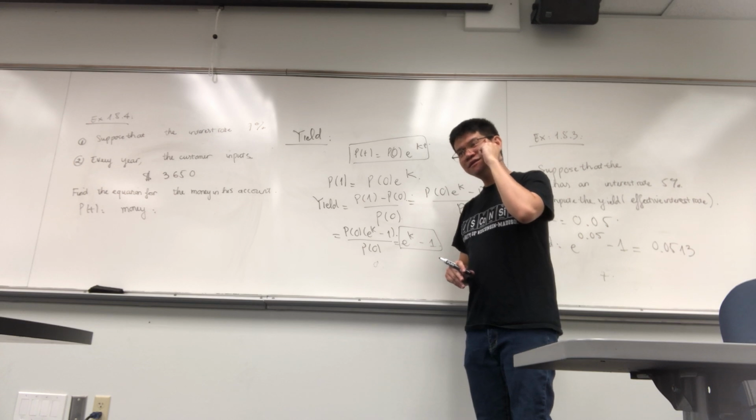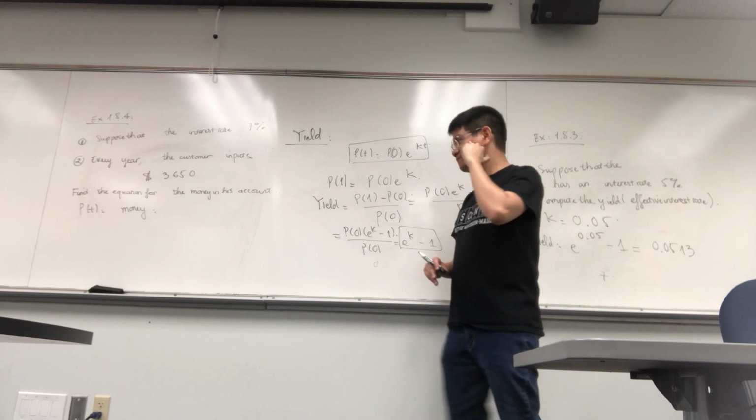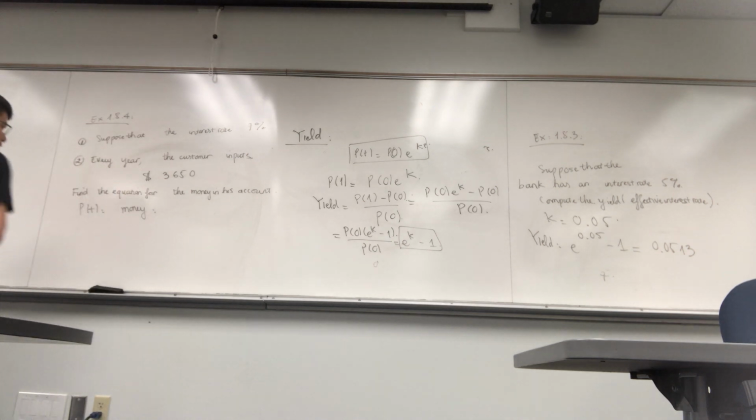3650 T plus 3650 times 0.007 T. Can you say the back of the paper, please?